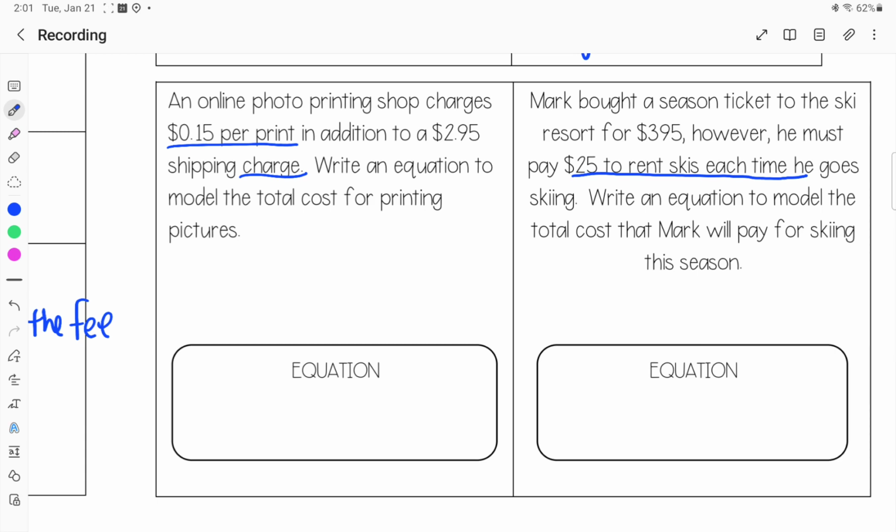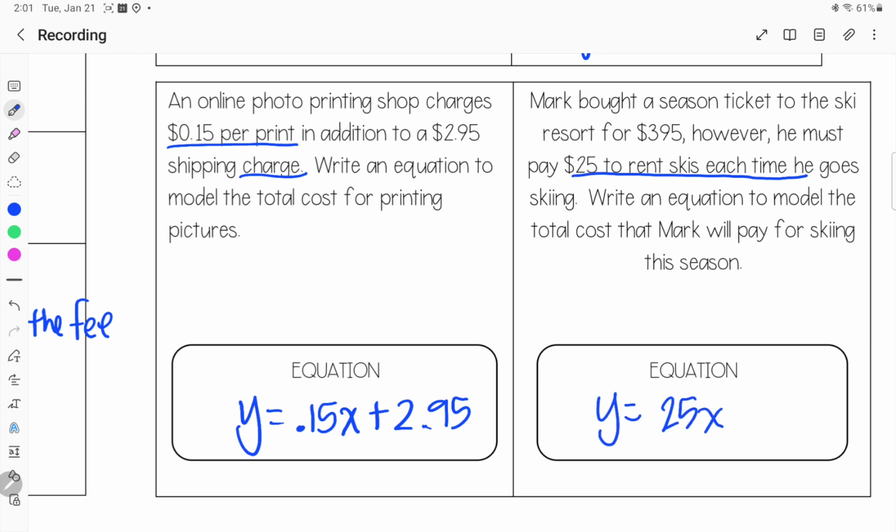All right, I hope you've paused and gotten your answers. So if you did this correctly, our equation would be y equals 15 cents per print, so 0.15x, and then just one time they're going to charge me $2.95 to ship that out to me. This one, I pay $25 each time I rent skis, and then my ski pass was $395.